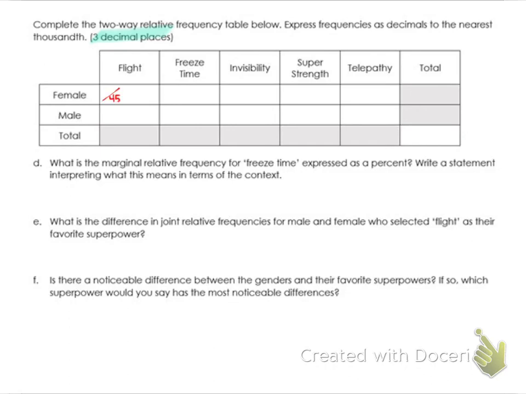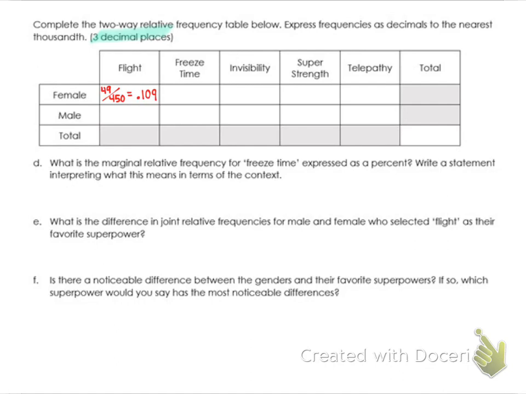So 450. And how many students out of the 450 were female and chose flight? It was 49. So you divide the 2 in the calculator and you get 0.109. Make sure you're rounding. So that is kind of how you want to do these. I'll do the next one too, and then we can just kind of move on from there.